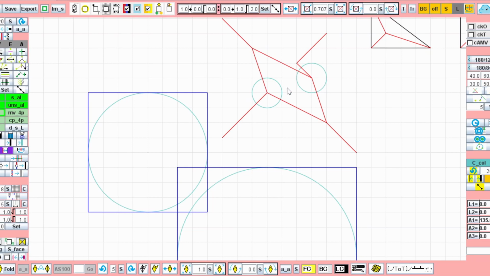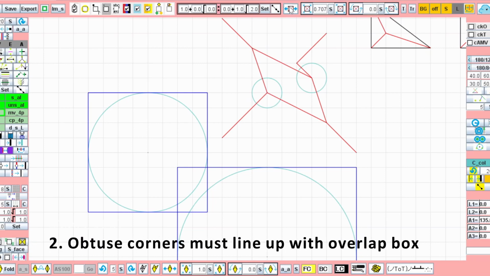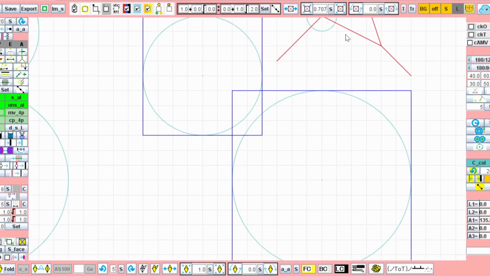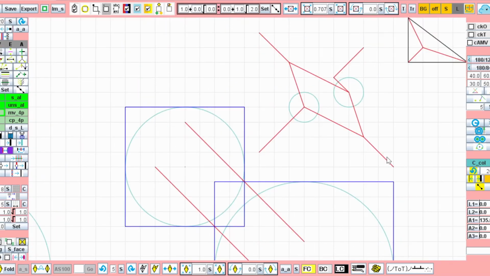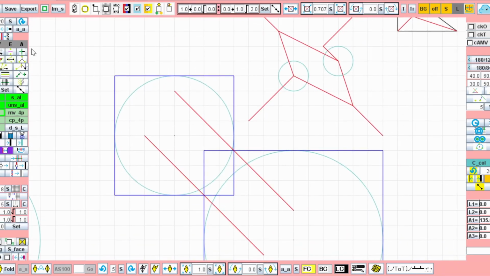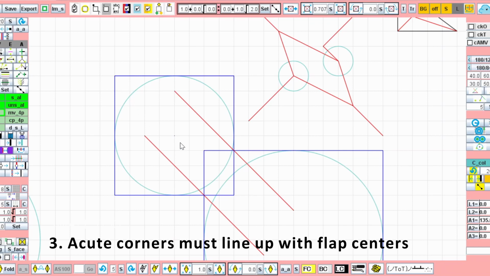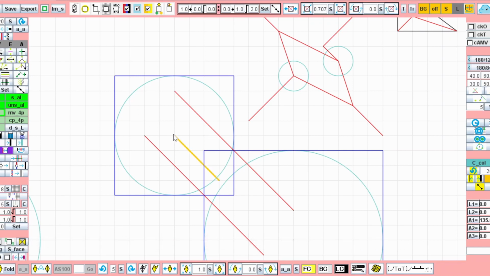Now the second rule: the obtuse corners of the parallelogram need to be diagonal from the corner of the overlap box. So basically it needs to lie along these tracks, sort of. I'll show you what that means in a moment. But the third rule we need to know is that the acute corners, the 45 degree corners of the parallelogram, need to lie along these yellow ridges that extend diagonally from the centers of the flap. Okay. So basically, can we find a solution that satisfies these three rules?